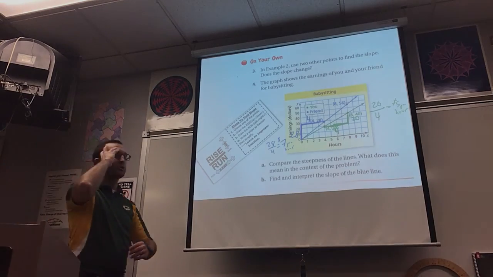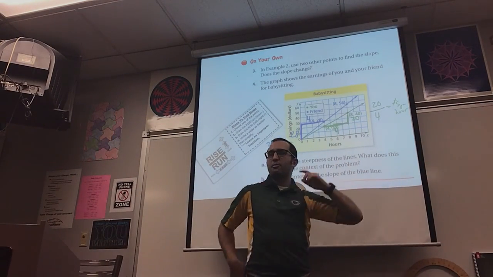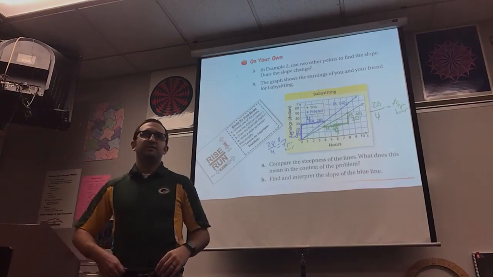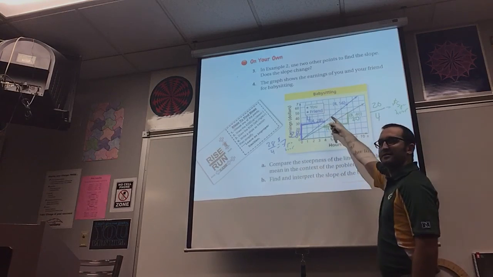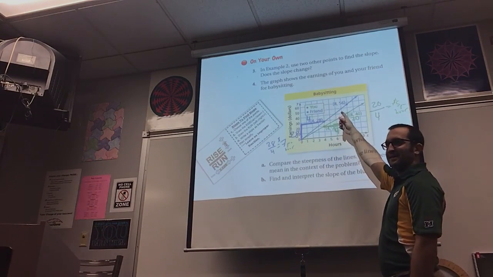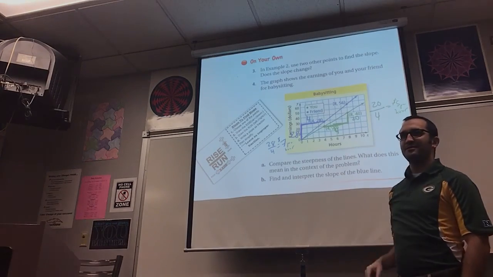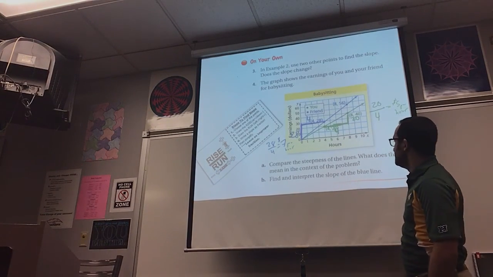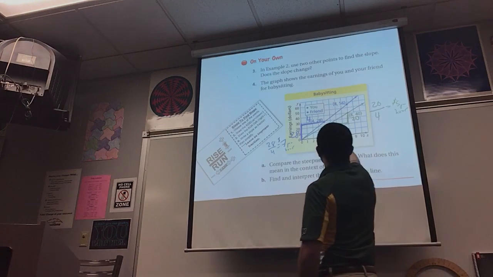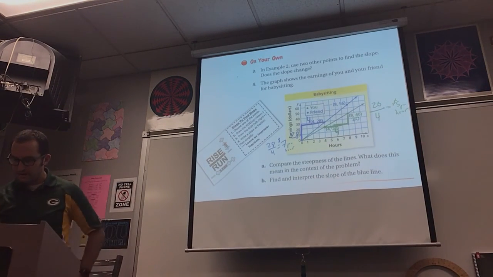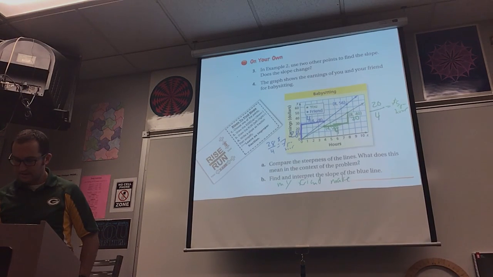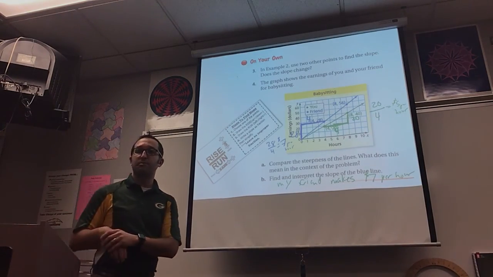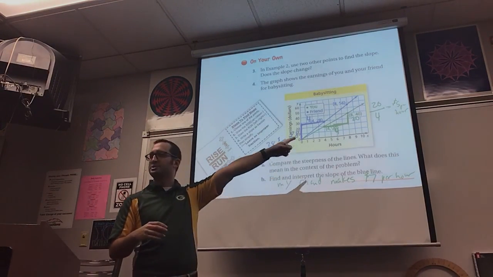Do you guys see how similar slope and the constant of proportionality are? Do you think you could write an equation for these? Yes. What would be the equation for my friend? y equals what? 7x. What would my equation be? y equals 5x. Find and interpret the slope of the blue line. It says that my friend makes $7 per hour. Slope is very similar to the constant of proportionality when we have proportional relationships.